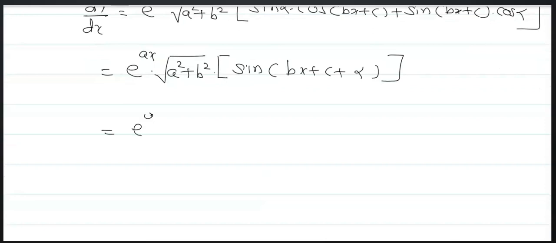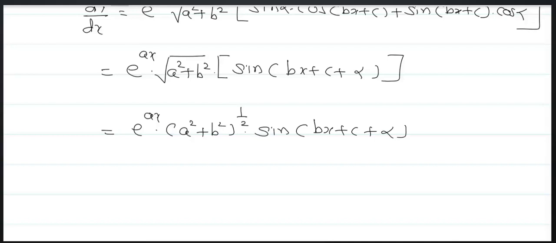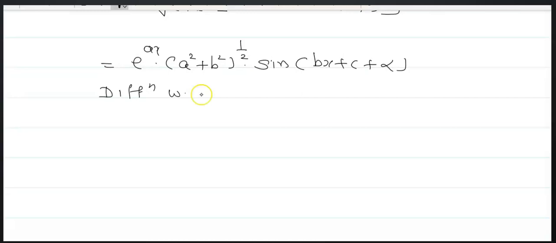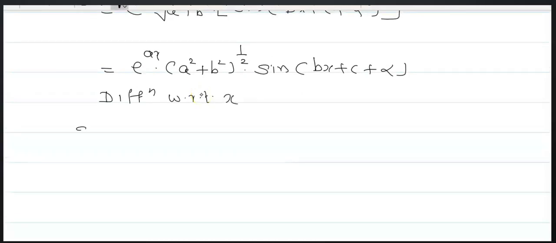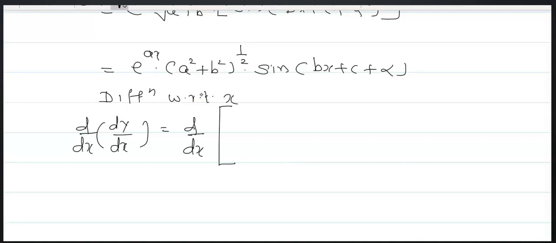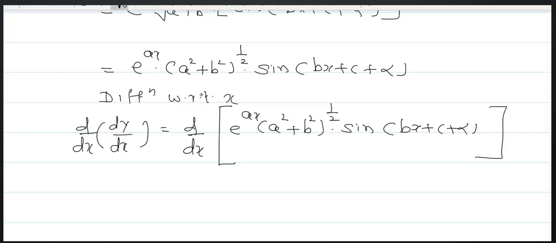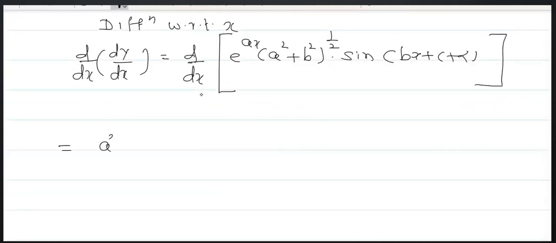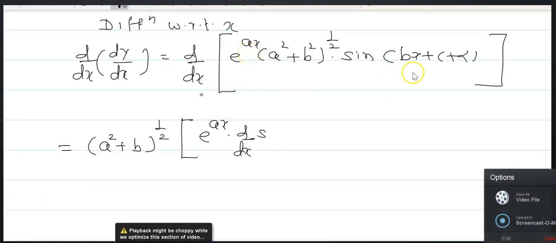Now differentiate this with respect to x. E raised to x in bracket a square plus b square to the power 1 upon 2, sine of bx plus c plus alpha. Now differentiate this with respect to x. That is, dy by dx is equal to d/dx of e raised to x in bracket a square plus b square to the power 1 upon 2, sine of bx plus c plus alpha. We will apply the product rule to the terms e raised to x and sine of bx plus c plus alpha.